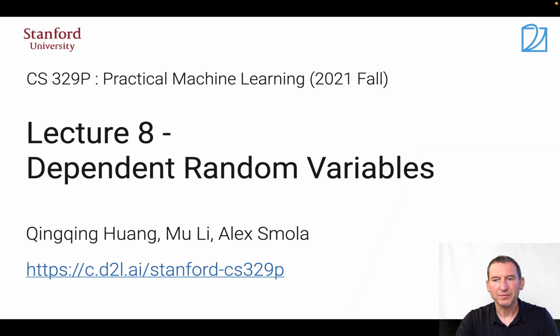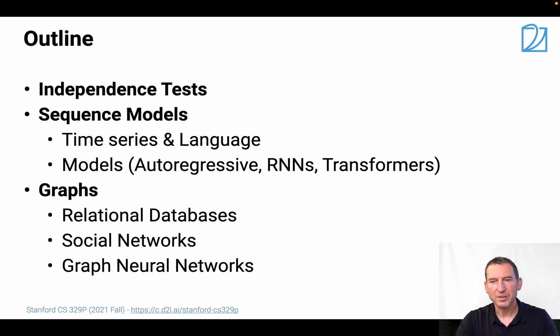Welcome to Lecture 8. This is about dependent random variables and where they can be used. We'll start by looking at independence tests and first of all, what dependent and independent random variables are, and also how we can identify whether we have dependence.